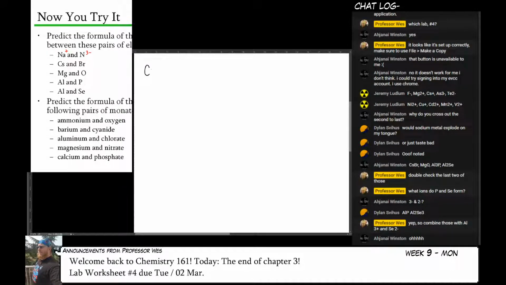All right, so we got cesium and bromine. So cesium wants to look like xenon. So we're going to get rid of one electron so it does that. So that would be what we form. Bromine wants to gain one electron to look like krypton. So there we go. Those charges balance out. So the formula we would get is cesium bromide.